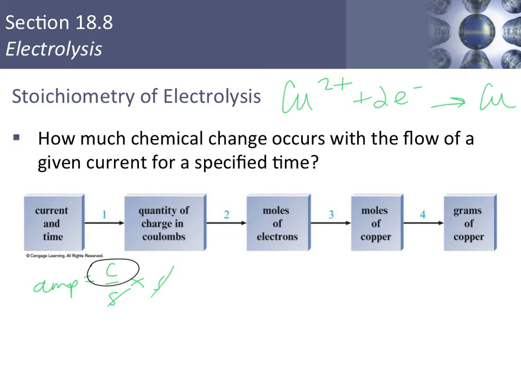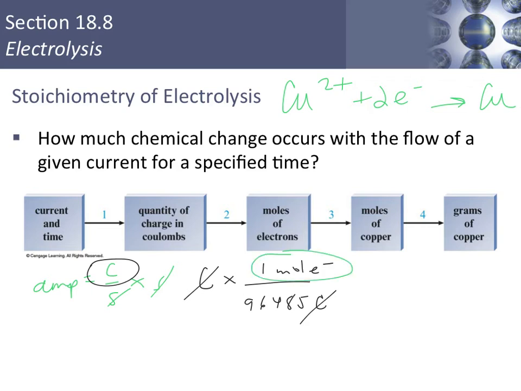Once we have the coulombs of charge, we can use the Faraday to convert to moles of electrons. Remember, we used the Faraday when we calculated the free energy for a redox reaction. A Faraday is 96,485 coulombs per mole of electrons. So we can take our coulombs and cancel them, leaving us with our moles of electrons.